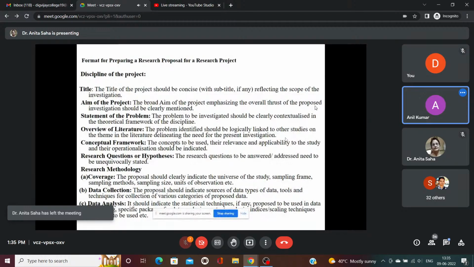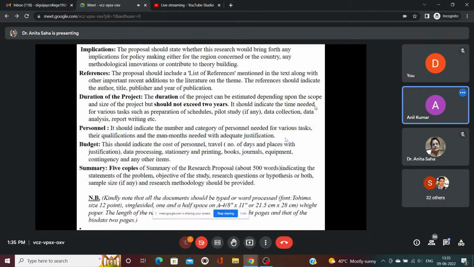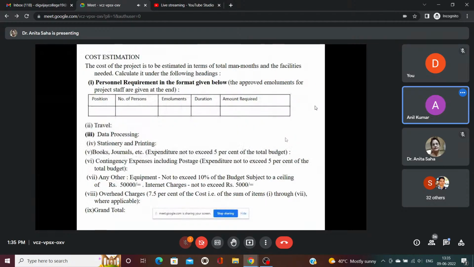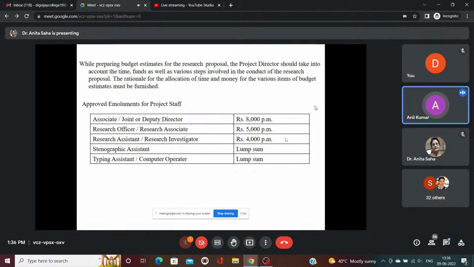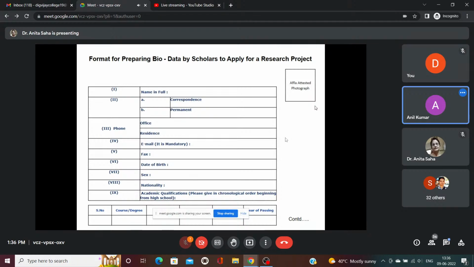Next, please. Okay, this is the same thing. Next, please. And this is the pro forma, pro forma to apply the proposal, and this is also part of the pro forma. Again, move ahead. This is part of the pro forma. Move ahead.